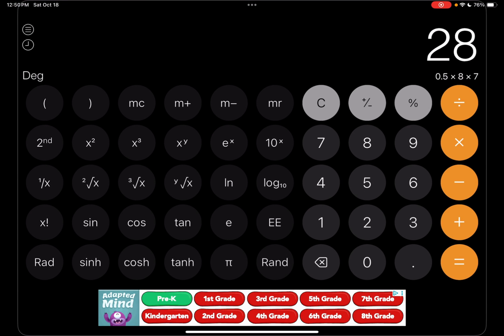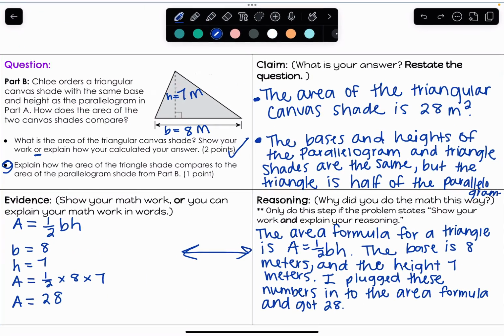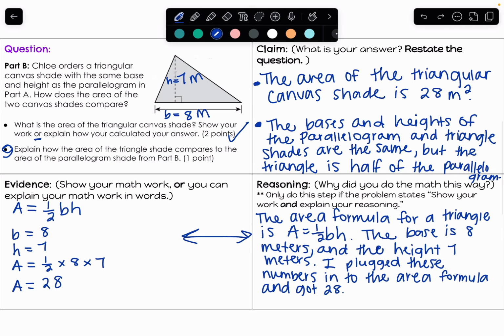So the area of our triangle is 28. The area of the parallelogram was 56. Well, what is 1/2 of 56? It's 28, so that makes sense. Okay, in our next video, I'll show you how to write this answer in pair assessment.